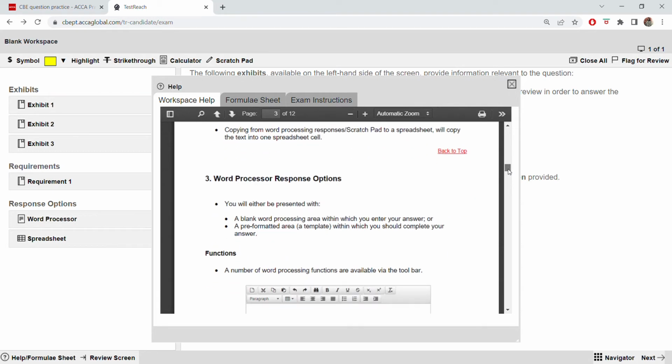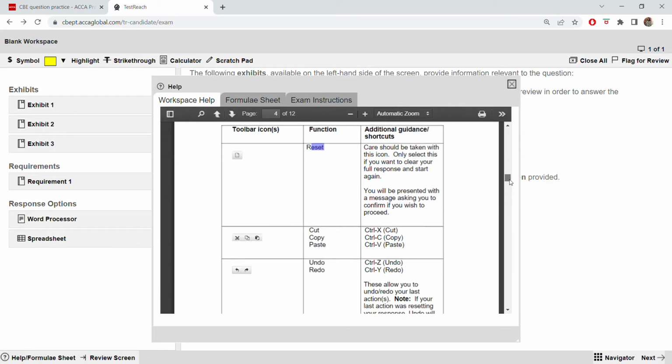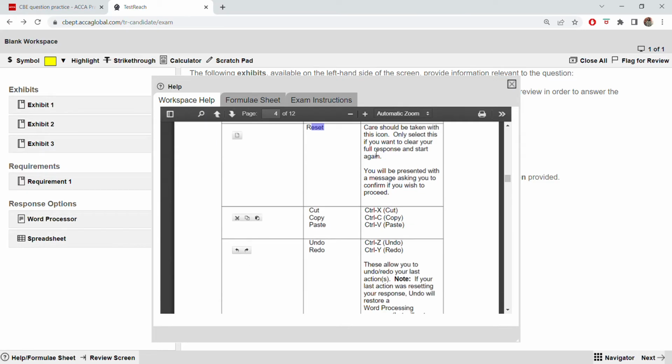Then we have word processor response options. You see, this is how it looks. All these tools are given. How to reset entirely: by clicking this, it will reset completely. Make sure you know those things, because if you reset everything, everything is gone. Again, you have to do it from the beginning. Sometimes you just have to delete a specific type of information or what you have written, not the entire thing. So be very careful. You have to know the tools.